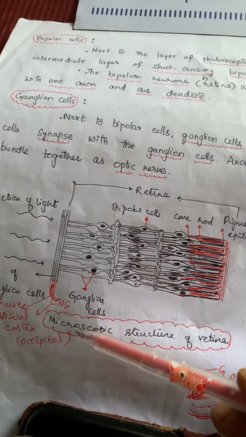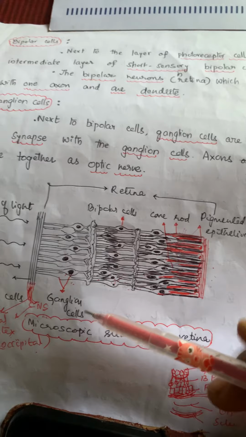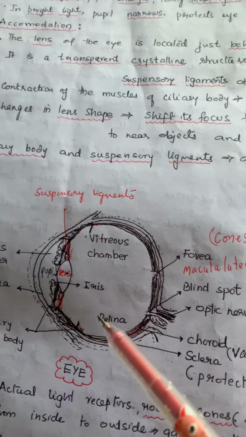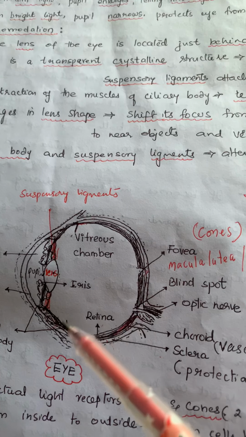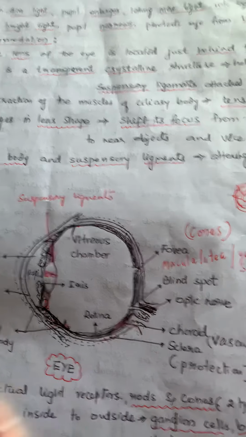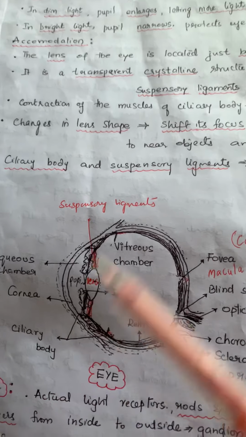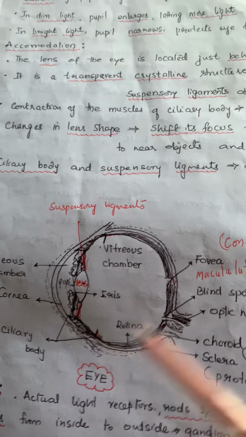Nerve impulse will be analyzed there. The image formed on the retina is recognized. Its recognition is based on earlier memory and experience. This is how the image formation takes place. The mechanism of vision takes place.